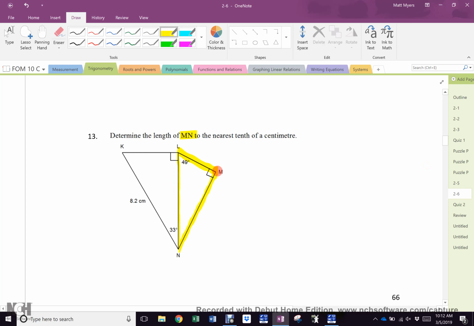To find MN, how many pieces of information must I have? 2. I need either 2 sides or a side and an angle, correct? All right. What do I have? An angle. Now, which means I need either this green side or this purple side. Which one can I find? The purple pinky side. Why? Because over here, I do have 2 pieces of information, right? I'm going to use this triangle to figure out this triangle.